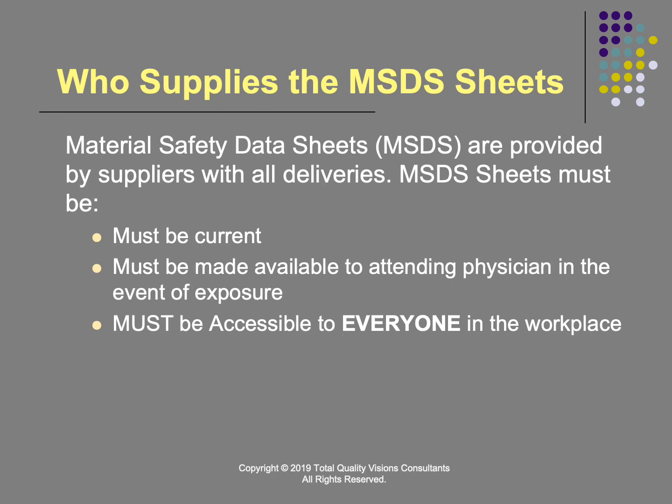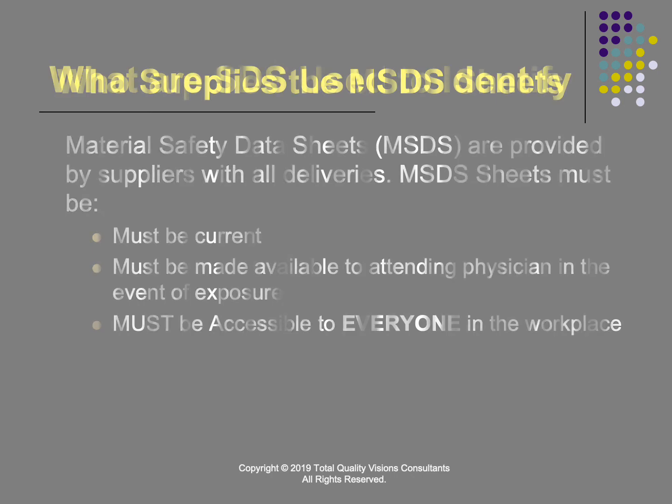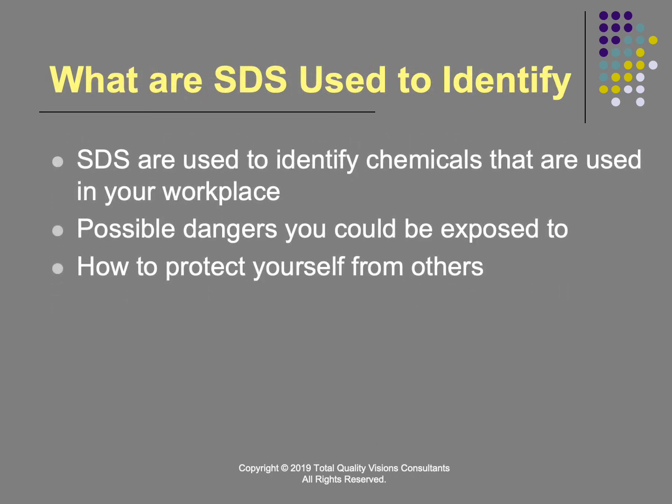Material safety data sheets are provided by suppliers with all deliveries. They must be current, they must be made available to the attending physician in the event of exposure, and must be accessible to everyone in the workplace. SDSs are used to identify chemicals that are used in your workplace, possible dangers you could be exposed to, and how to protect yourself and others.